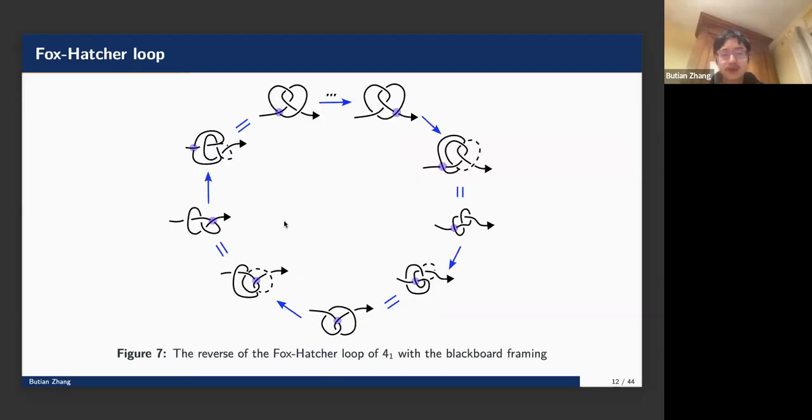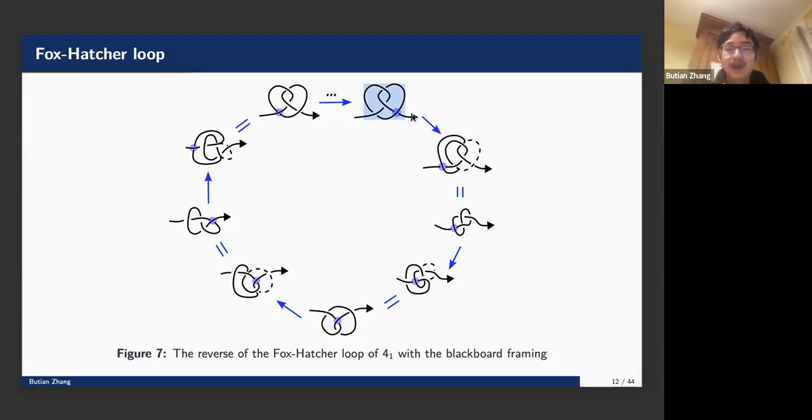The second loop is called the Fox-Hatcher loop. For the Fox-Hatcher loop, I shall only describe it in diagrams this time. If we are given a knot diagram, for example here, it is 4-1, the figure 8 knot, the Fox-Hatcher loop is realized by a sequence of Fox-Hatcher moves. And what is a Fox-Hatcher move? A Fox-Hatcher move is to put the last crossing of the knot diagram to the first crossing.